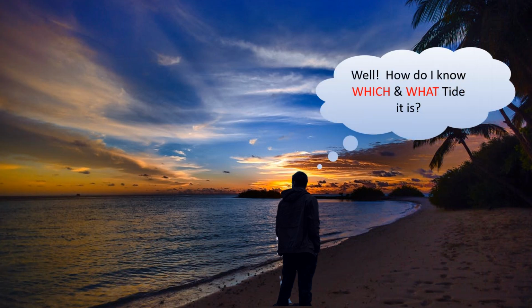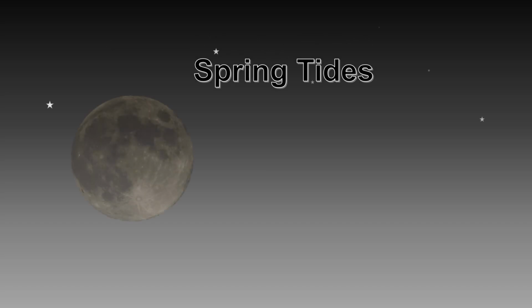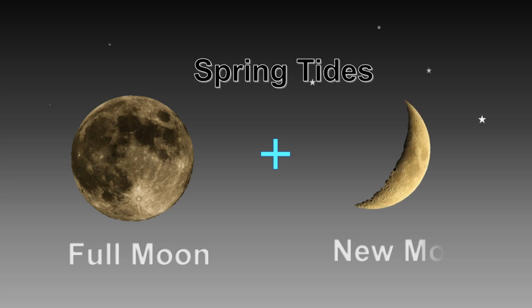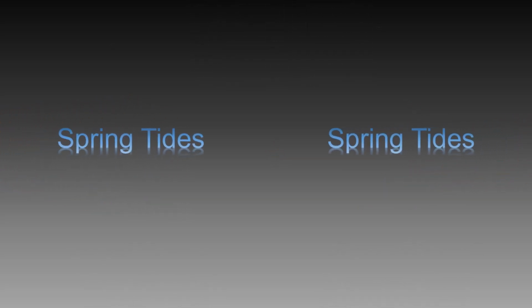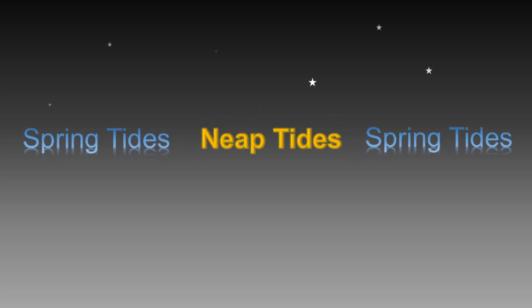Yes, how could I tell which tide is what? Well, here is a clue. Spring tides always occur on full moon days and new moon days, whereas the neap tide occurs in between two spring tides, that is during the first and last quarter moons.